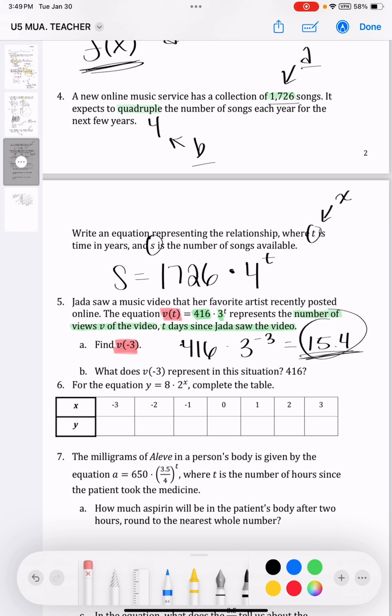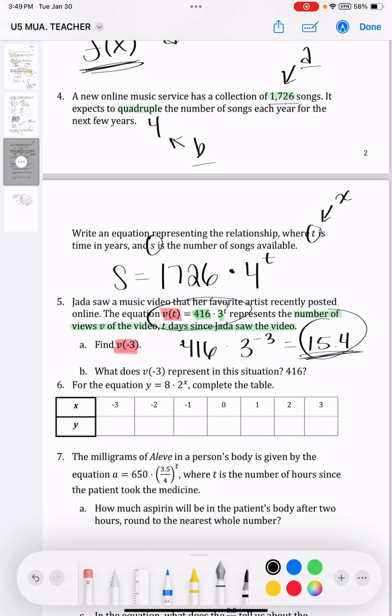And then also this 416, the second part of letter B, is asking for you to tell me what 416 represents from the initial equation. And that 416 would represent the number of views the video had when she first saw the video. I don't have any space to write that out, but you can go ahead and rewind and listen to me explain it again.